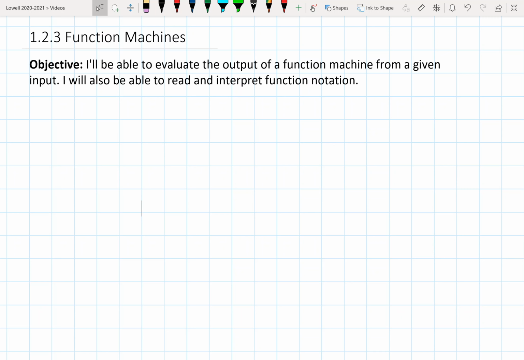But in this video, we are going to talk about evaluating the output of a function machine from a given input. And then we're going to talk about this thing called function notation. So let's see, input and output, that might be some new vocab. And function notation, I think, is new to most of us.